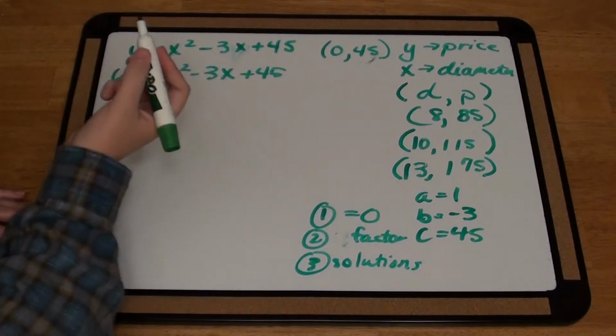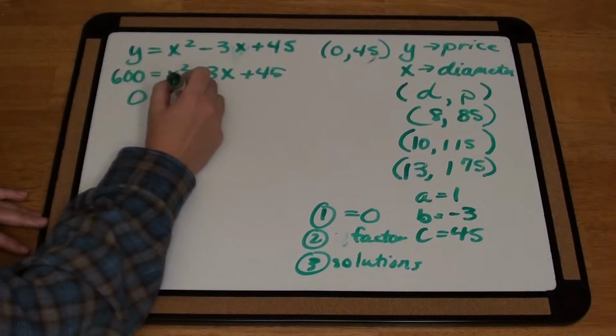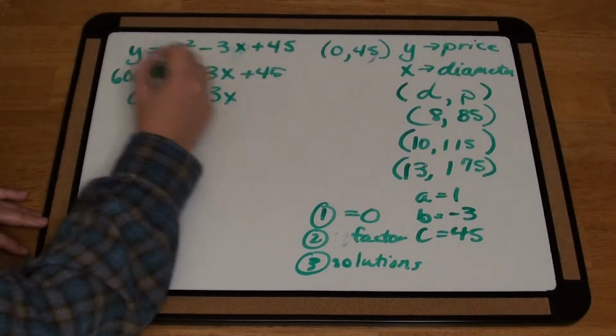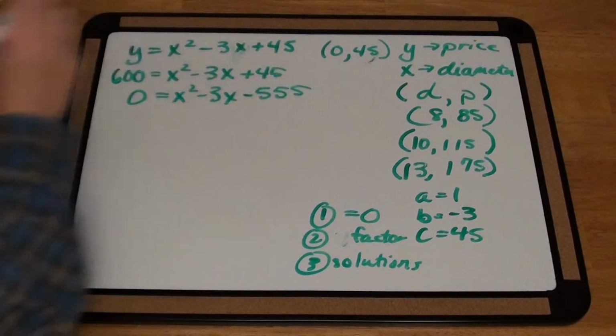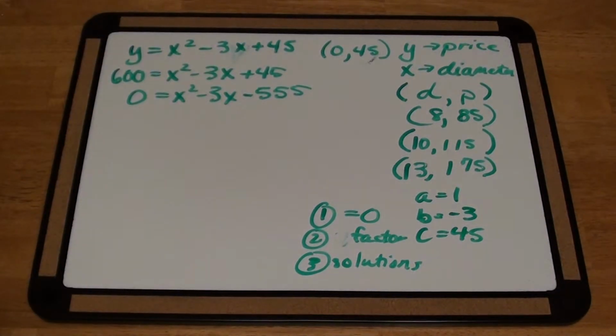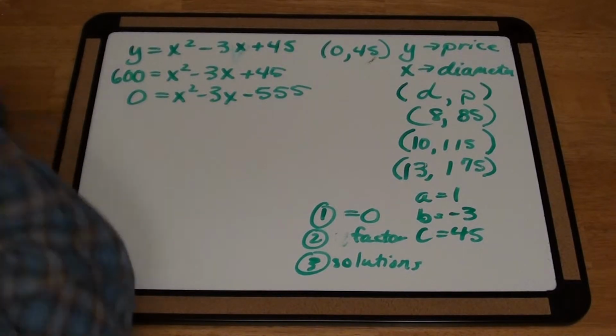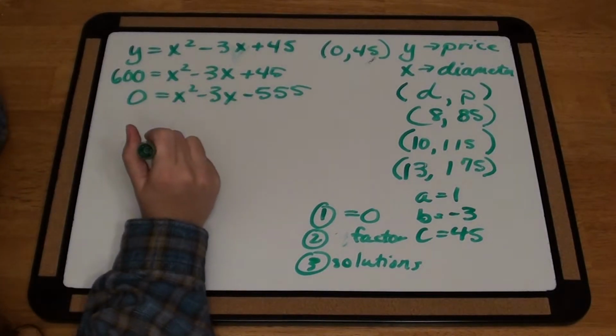All right, so first let's set it equal to 0. So I'm going to get 0 equals x squared minus 3x. I'm going to bring this over, minus 555. All right, so that's pretty simple. Now I've got a quadratic that I can't factor.